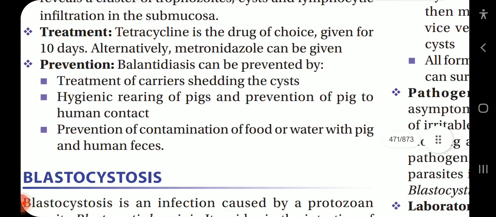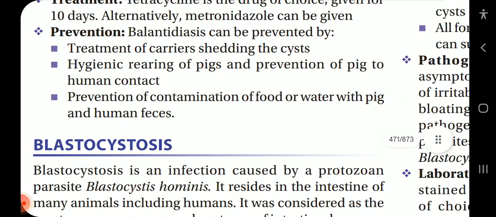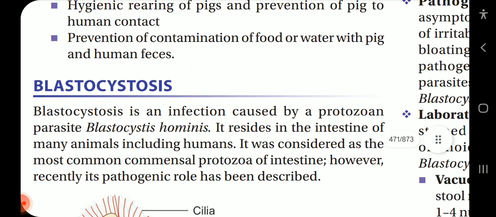Treatment: tetracycline is the drug of choice, given for 10 days. Alternatively, metronidazole can be given. Prevention: balantidiasis can be prevented by treatment of the carrier shedding the cyst, hygienic rearing of the pigs, and prevention of pig to human contact. Also, prevention of contamination of food or water with pig and human feces.